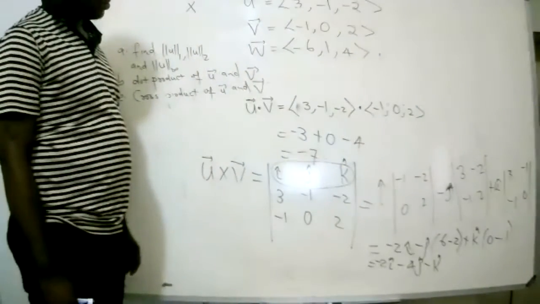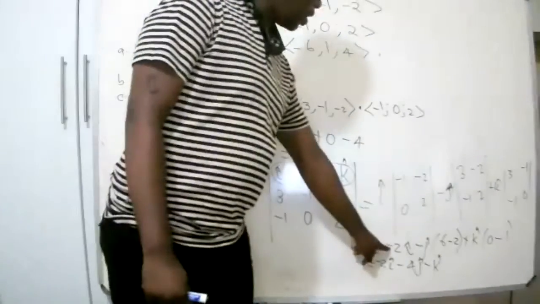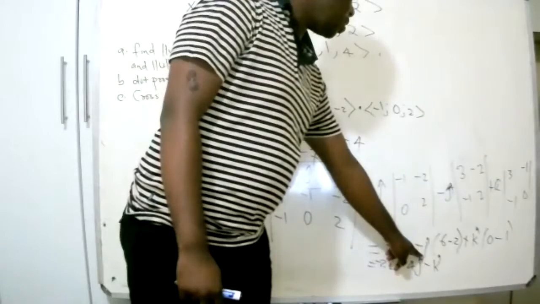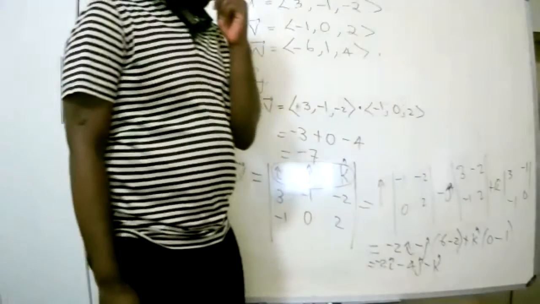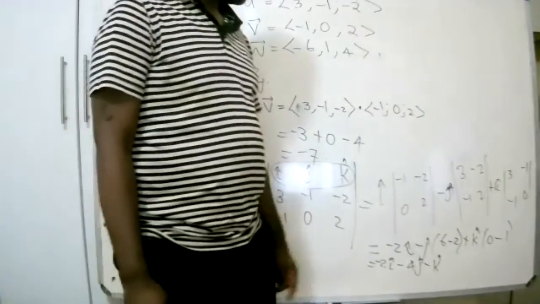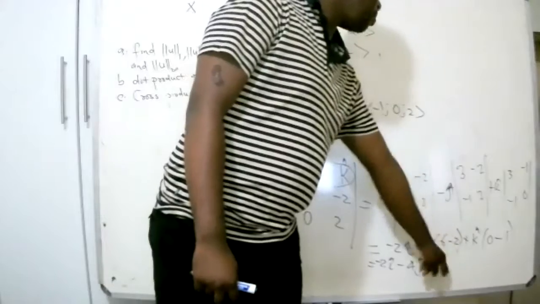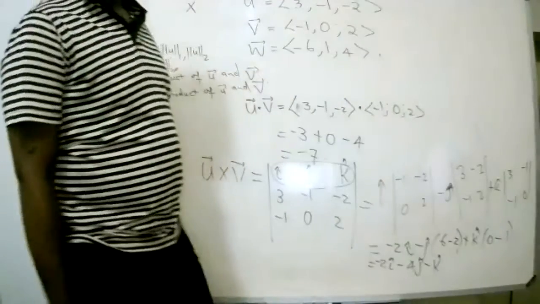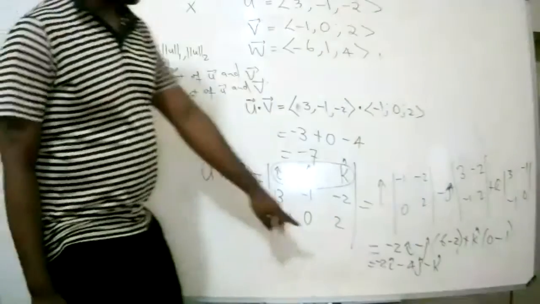Negative 2i, yes. Minus j into 6 minus 2. Why 6? Oh, okay. It's this and this and this and this. Okay. Plus k, 0 minus 0 minus 1. Yeah, exactly. All right.